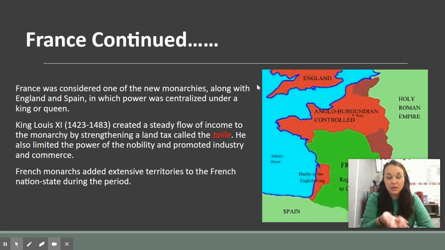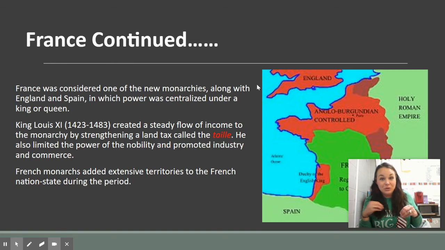because he creates the taille, which is a land tax that funnels directly to the crown. And so all of this land tax that he instills, all that money, again, goes right into the budget for the royal family. And he also turns around and limits the power of his own nobility. But while he's doing that, he's very smart. He turns around and is very capitalistic and promotes a lot of industry and a lot of commerce and is very economically progressive. So he's well liked because everybody's making money. But at the same time, he's taking power away from the nobles and funneling more money to his own crown.